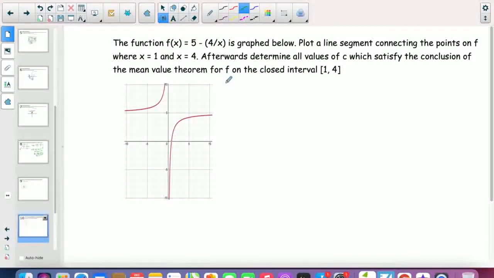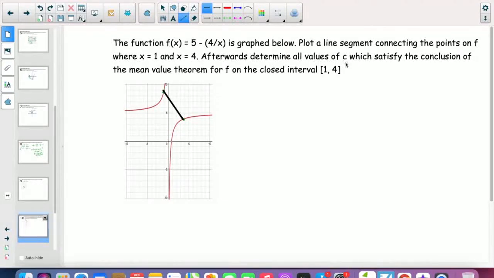Okay, for this one, they not only give you the function, but they also give you the graph, and they ask you to plot the line segment connecting the points on F where x equals 1 and x equals 4. All right, at x equals 1, it looks like we're about right here. At x equals 4, it looks like we're about right here. If we connect those two ordered pairs, I'm going to say it looks something like this. The slope of the secant line there is about -1. So we plotted the line segment connecting the 2 points where x equals 1 and x equals 4.